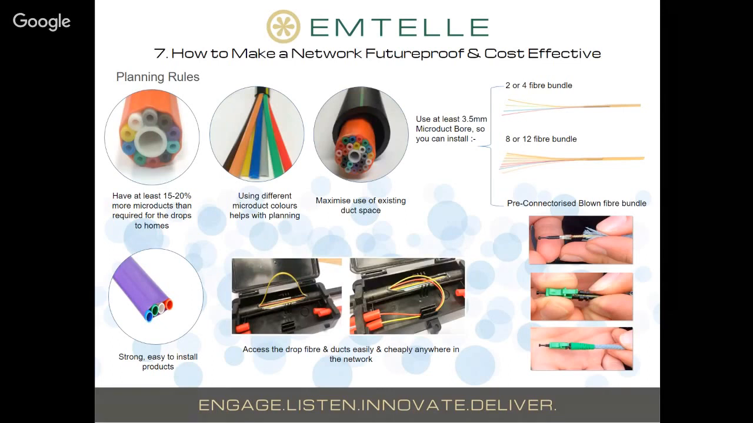So first of all, when you install microducts, you should really have at least 50 to 20% more microducts than you actually require. And that gives you the opportunity to upgrade in the future. Or if you have a maintenance tube and a fibre goes down to a customer, you can use the spare tube to install a new fibre and then blow out the damaged fibre in the initial drop.